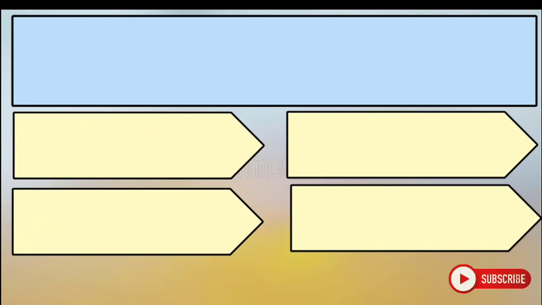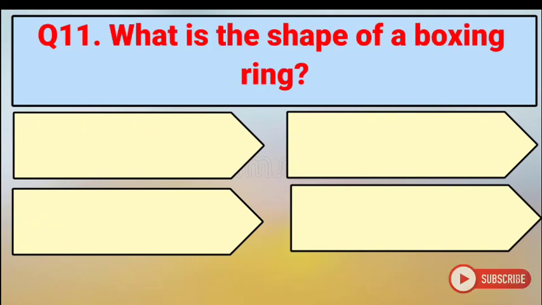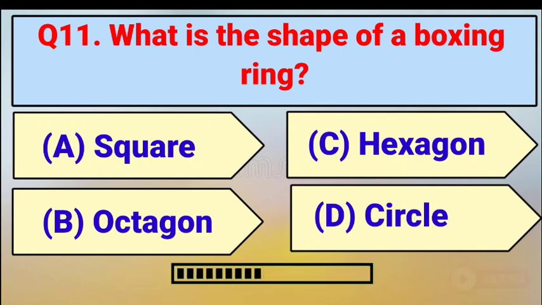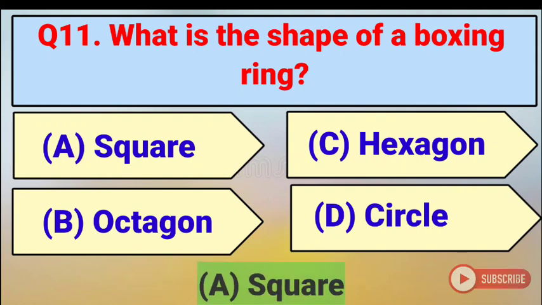Varanasi. 11. What is the shape of a boxing ring? Your options: A. Square. B. Octagon. C. Hexagon. D. Circle. Your correct answer is A. Square.